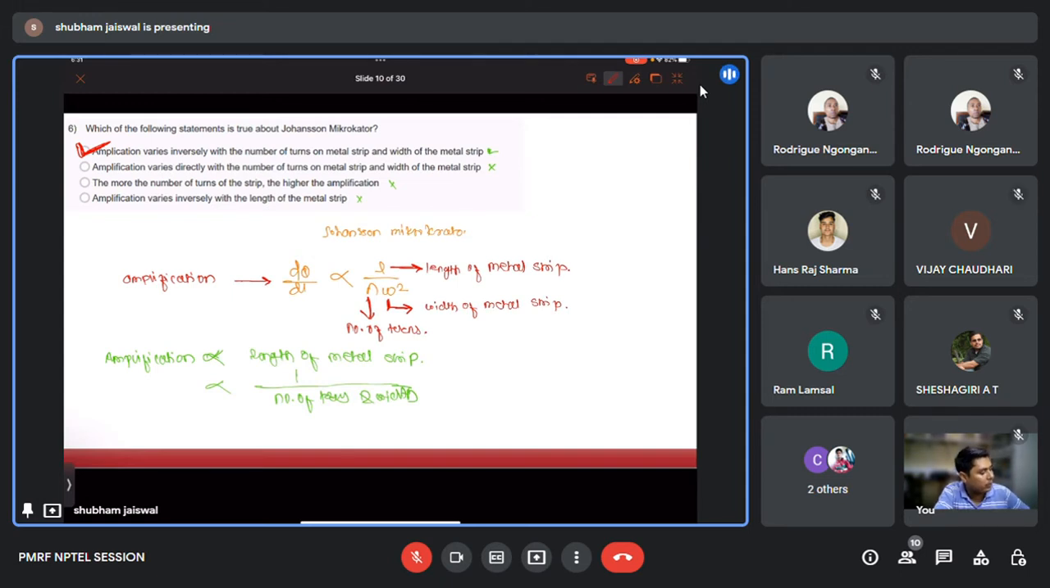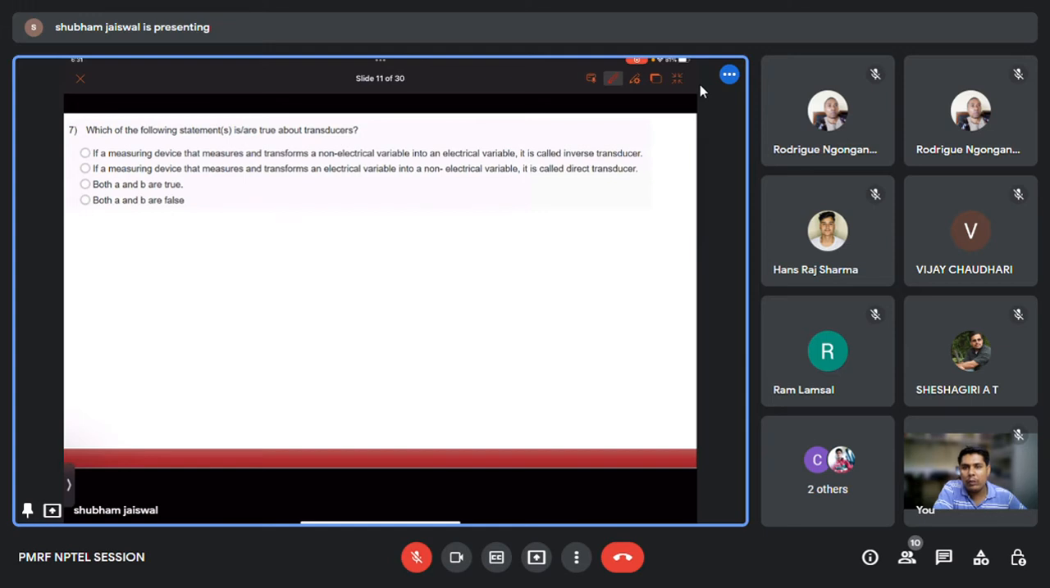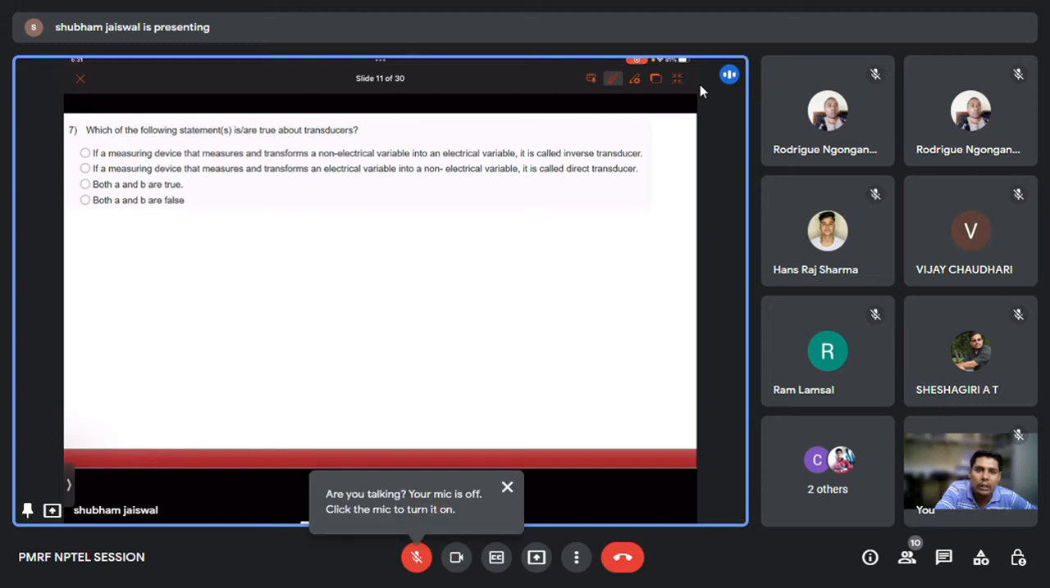So moving to our next question. Which of the following statements is or are true about transducers? A measuring device that measures and transforms a non-electrical variable into an electrical variable is called an inverse transducer. A measuring device that measures and transforms an electrical variable into a non-electrical variable is called a direct transducer. Or both A and B are true, or both A and B are false.